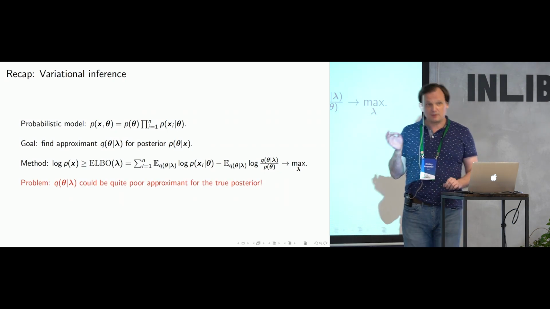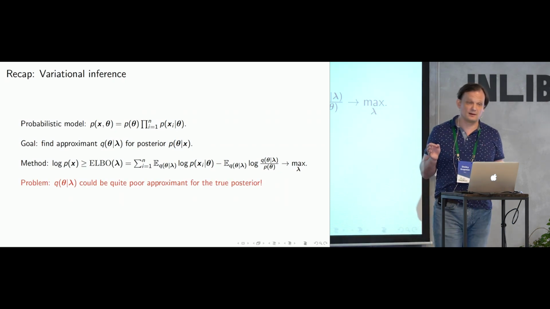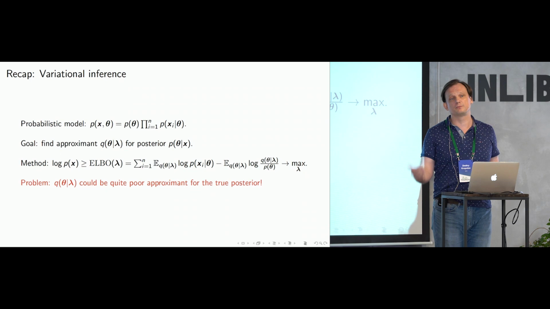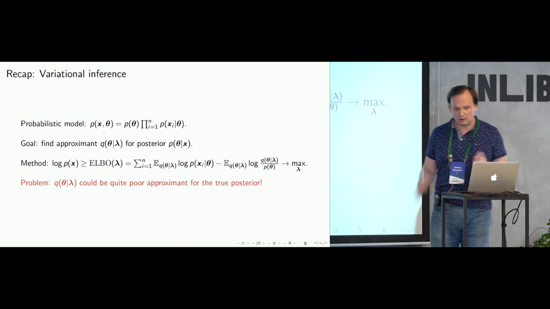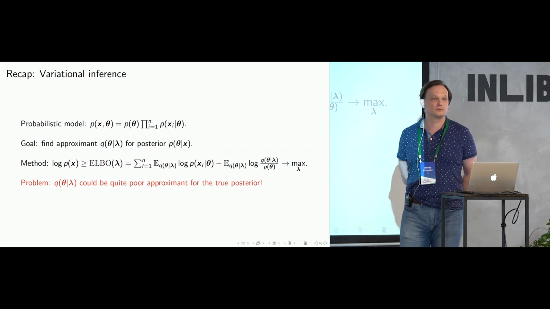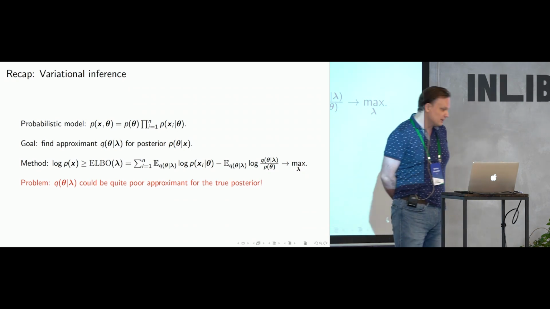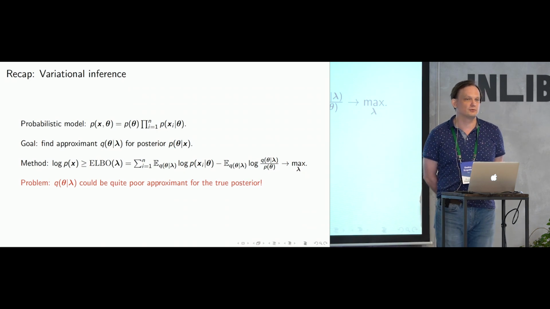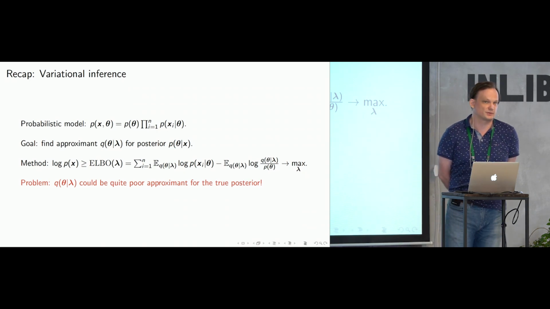But the main problem with this method is that our variational proxy, our variational parametric family, could be quite a poor approximation for the true posterior distribution, especially when we deal with really complex probabilistic models, like probabilistic models with neural networks. A fully factorized normal distribution could be quite a poor approximation for the true posterior.